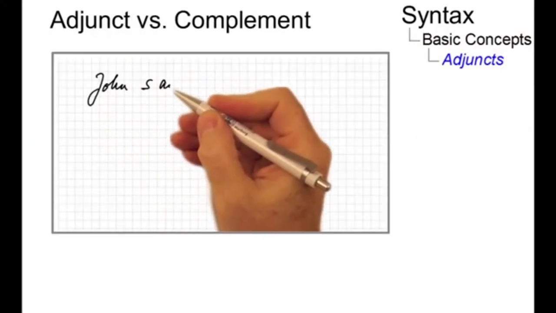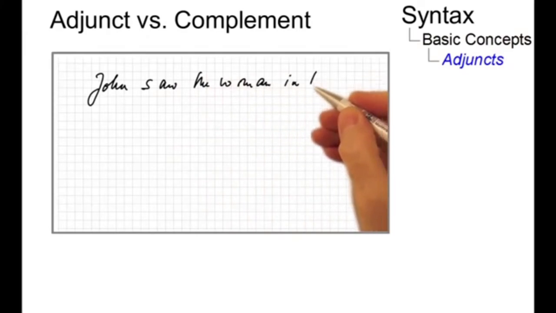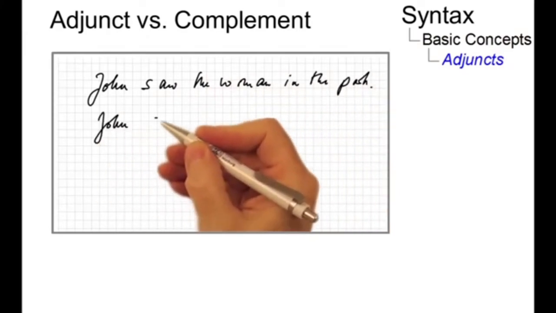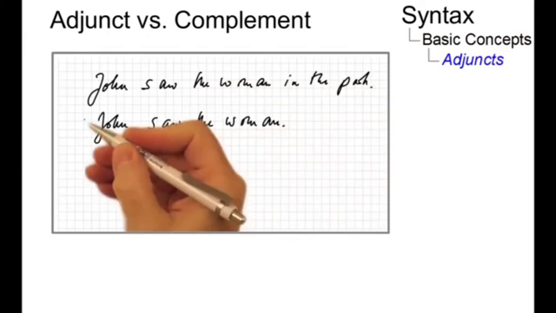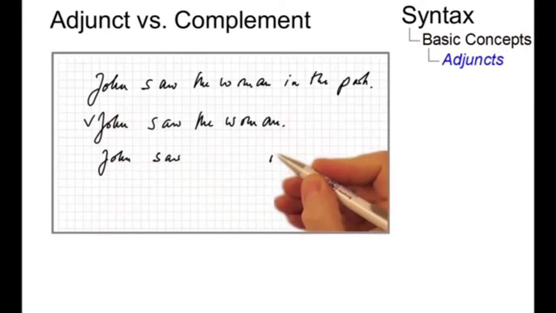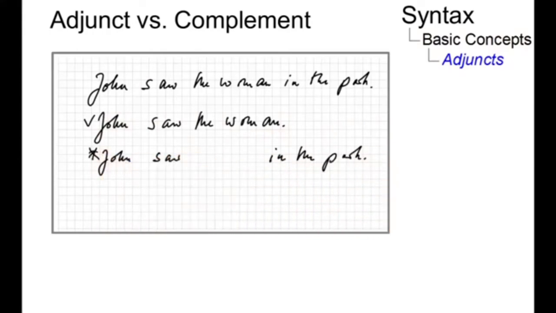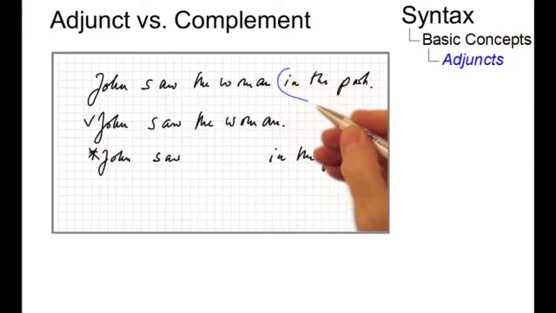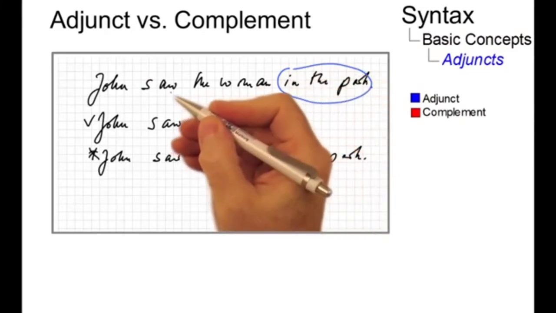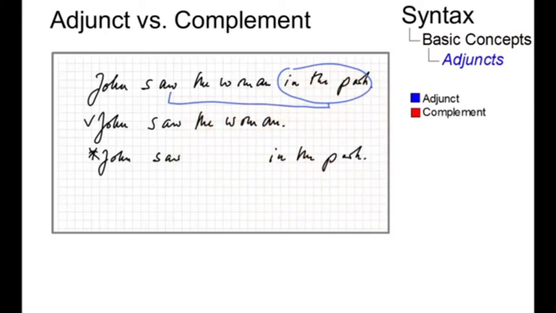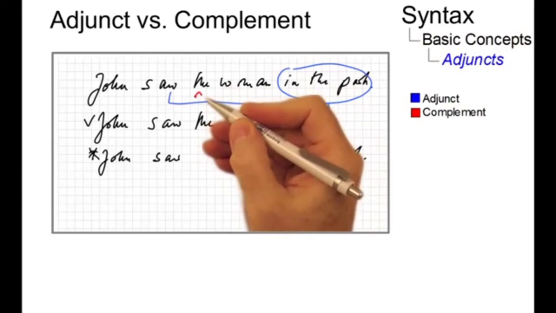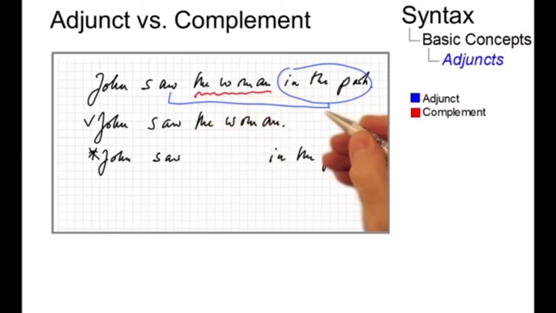Here is an example. John saw the woman in the park. John saw the woman, that is, the sentence without the adverbial, is grammatical, but John saw in the park is not. So in these examples, the adverbial, realized by a prepositional phrase, is an adjunct to see, whereas the noun phrase, the woman, is a complement.